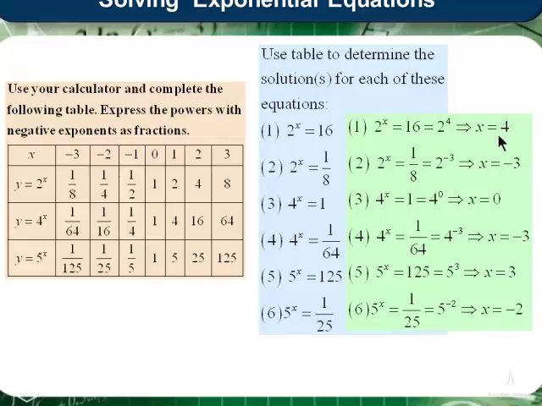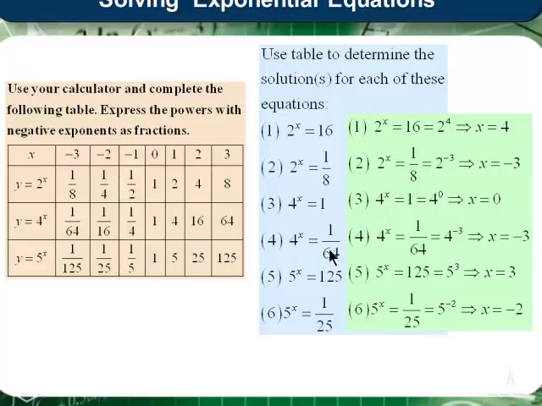Just a bit of advice. Once you get this solution, you can back substitute to check the correctness of that. If you get here in the first case that x is 4 is a solution, if you replace x by 4, you get 2 to the power 4, and 2 to the power 4 is equal to 16. In the case of 4 to the power x equals 1, this is where the exponent is 0, so you replace 1 by 4 to the power 0, so therefore bases are both equal to 4, therefore exponents must be the same, x equals 0.